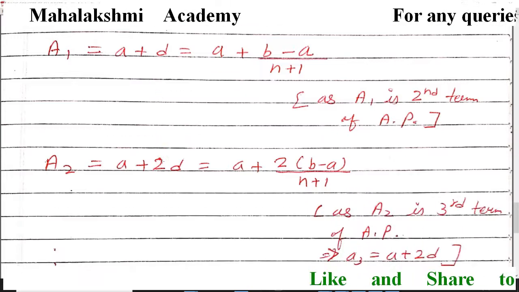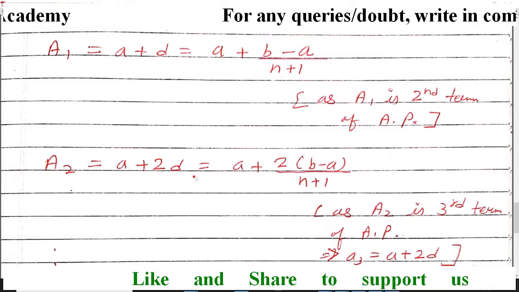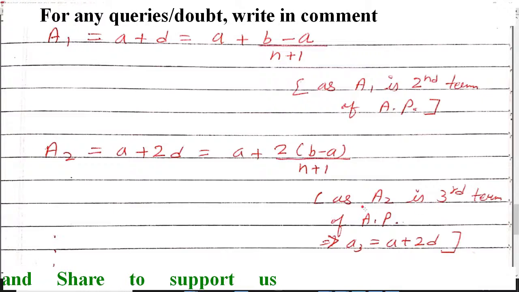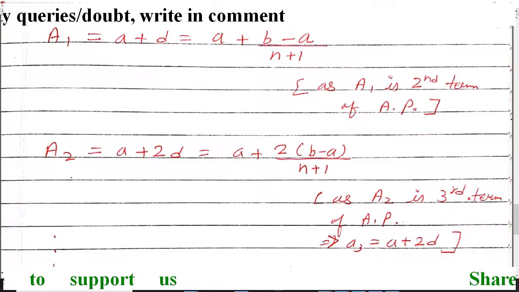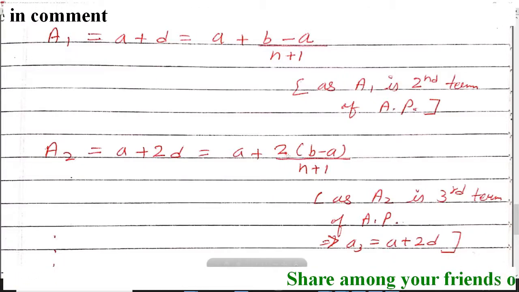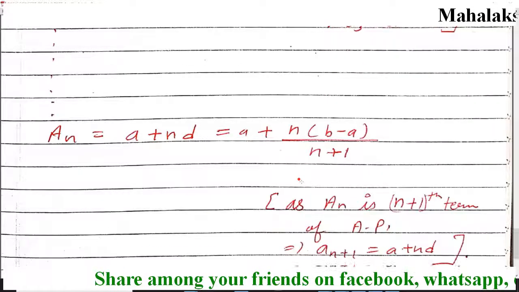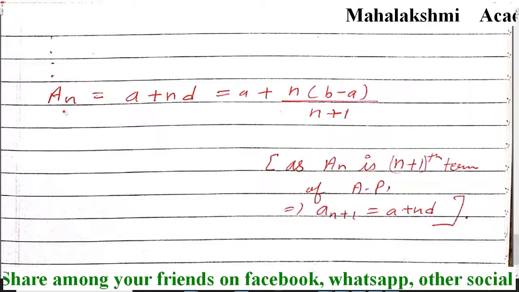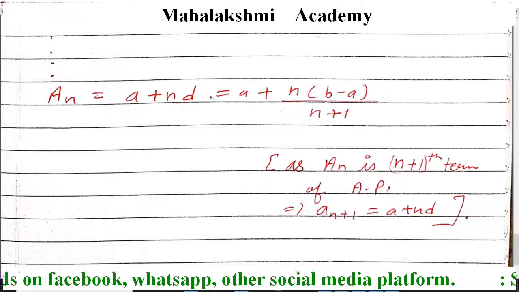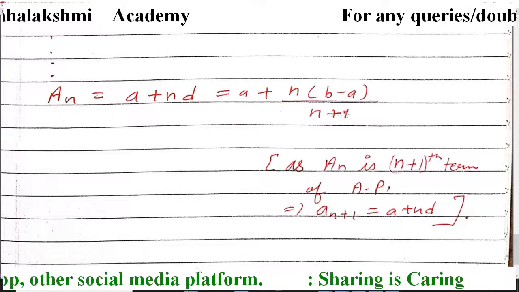In the same way, A2 is going to be a plus 2d. Here this is the third term of the series. As A2 is the third term of the AP, the third term means a plus 2d. That's why we obtained this, and this is the value of d. In the same way, if we have to get the value of the nth arithmetic mean, then it is going to be a plus nd, and d's value is b minus a upon n plus 1.